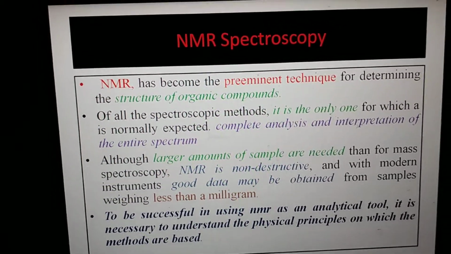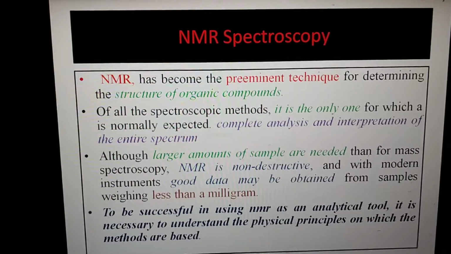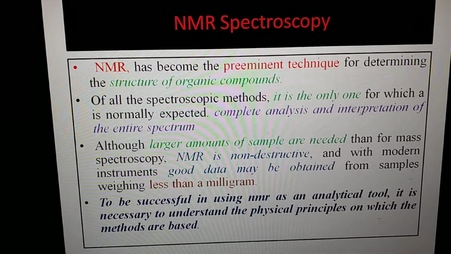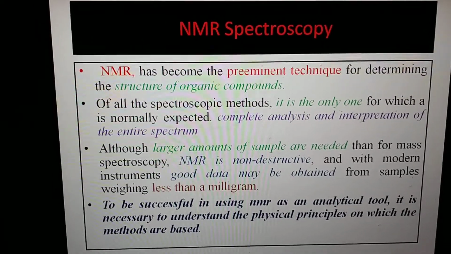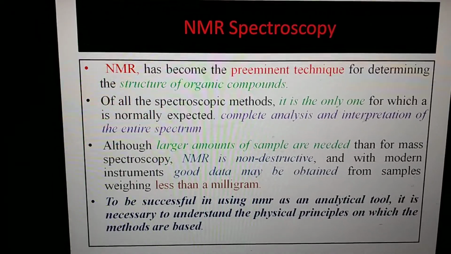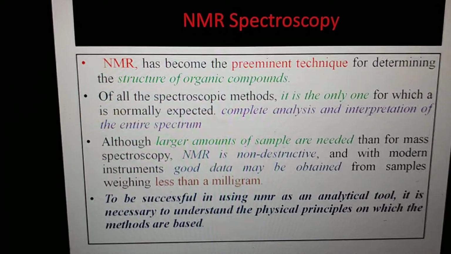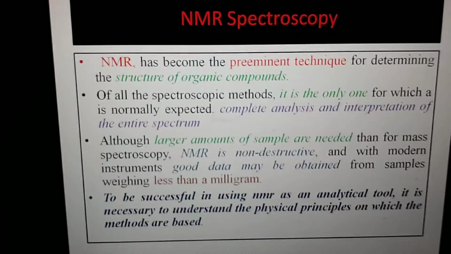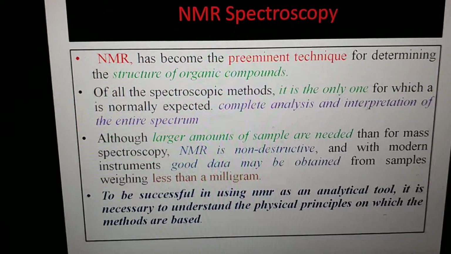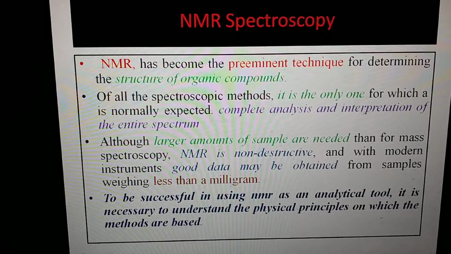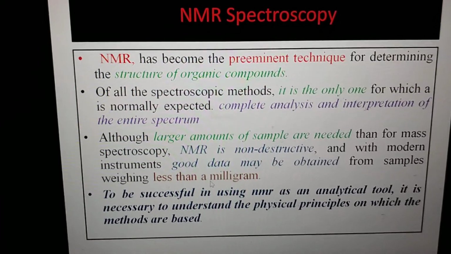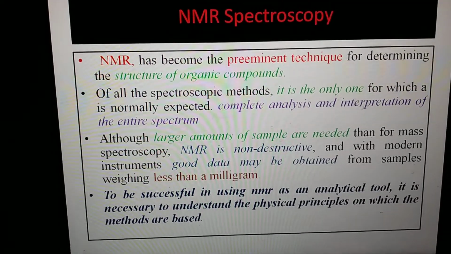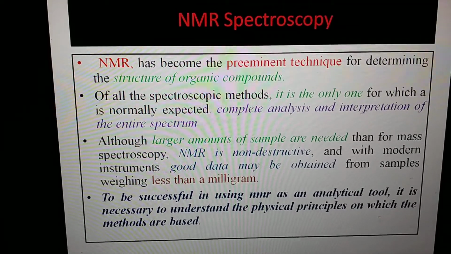spectrum. If you compare it with mass spectroscopy, a larger amount of sample is needed in this, as compared to mass spectrum. But there is one benefit: it is non-destructive, meaning your sample will be saved after the analysis, and it is a modern instrument. Good data may be obtained from a sample weighing less than a milligram. So 1 to 3 milligram of sample is required for that analysis.